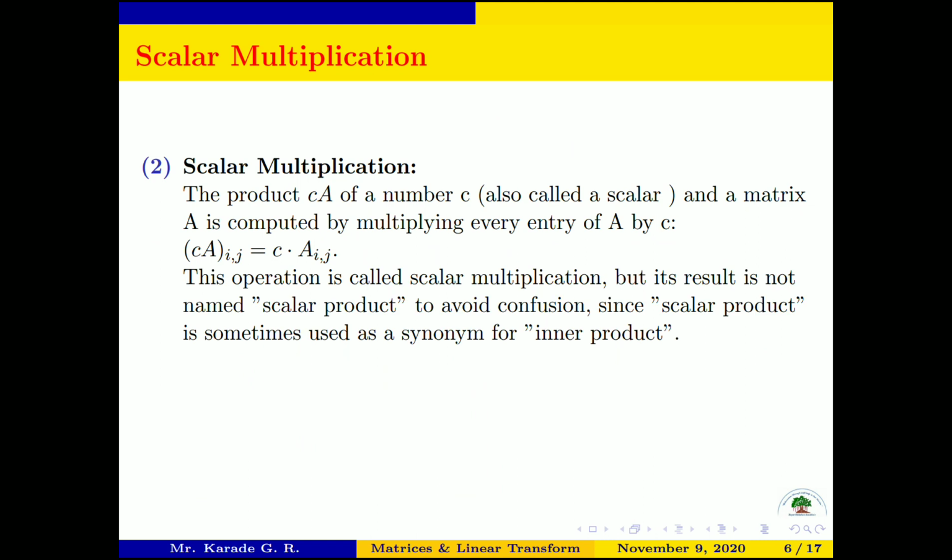This operation is called scalar multiplication, but its result is not named scalar product. To avoid confusion, since scalar product is sometimes used as a synonym for inner product, that's why it is not named as a scalar product. It is a scalar multiplication. Okay, so don't use a name scalar product or inner product.